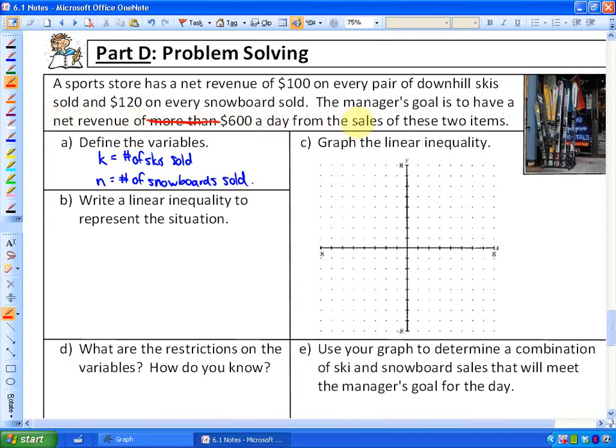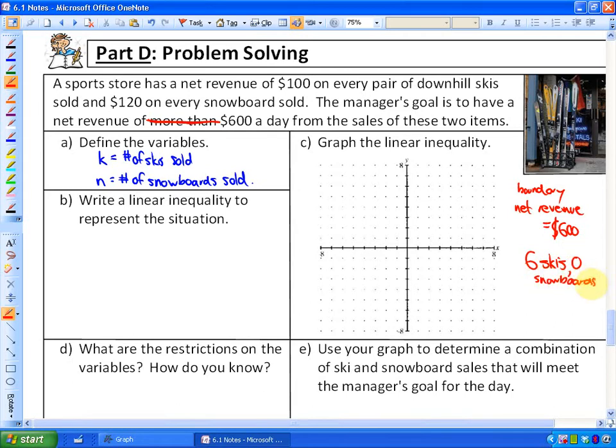And come up with, like we've said, the boundary needs 2 points. So if we could come up with any 2 points, the boundary could be any 2 points where the net revenue equals $600. Well, there's a couple of obvious ones. What if we had that the manager sold 6 pairs of skis and 0 snowboards?